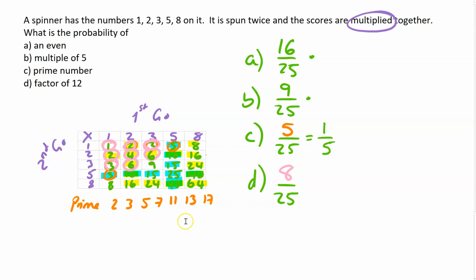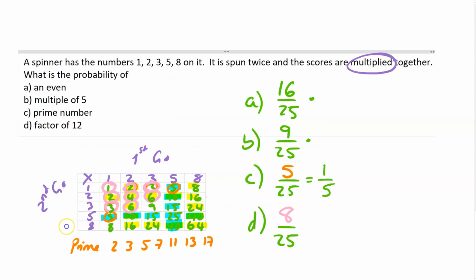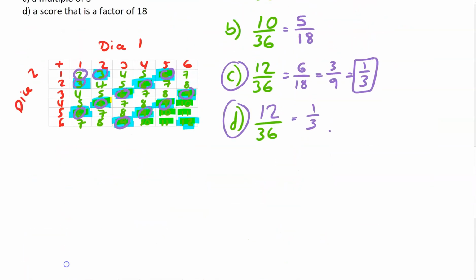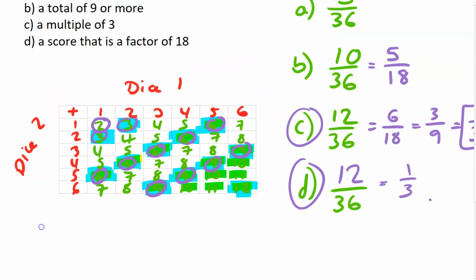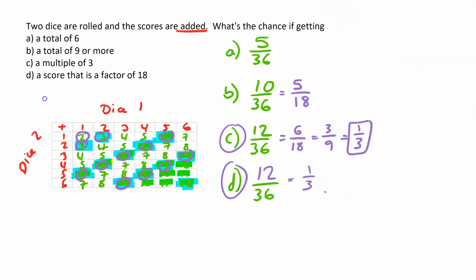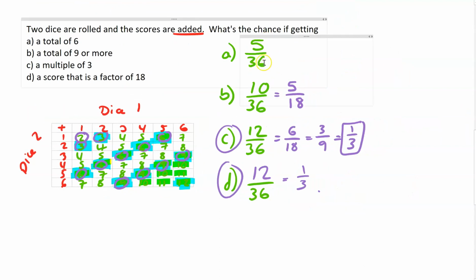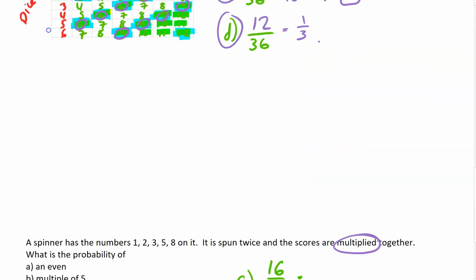It's a very quick, fast and furious go over. Basically, make a table, or use my tables if you want. Put all the combinations in, work out how many combinations there are. That's what you're out of. That's your bottom number. And then see how many of them fit what you need.